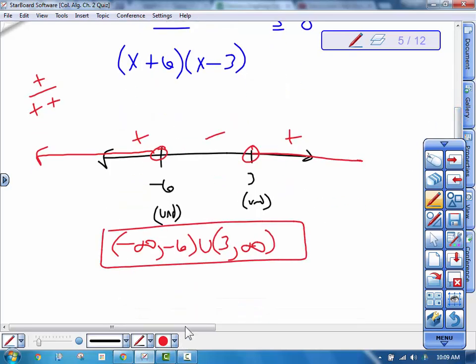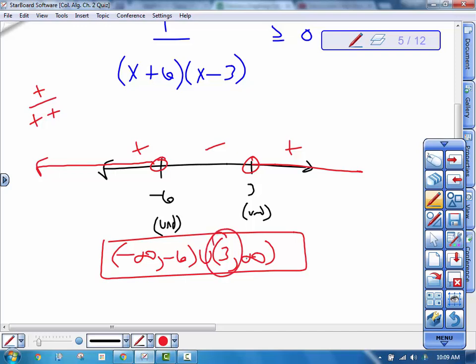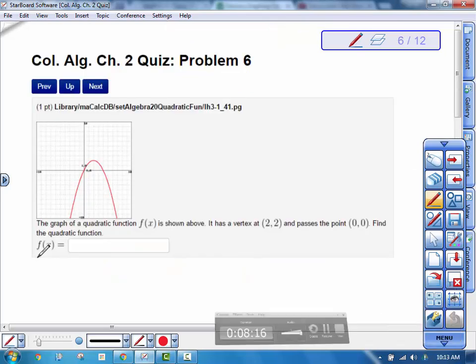So there's my domain. 3 is actually the answer then, because they want the greatest value not in the domain, which obviously is right here. All these points are in the domain, all these points are in the domain, all these points are not. 3 is the greatest one that's not.